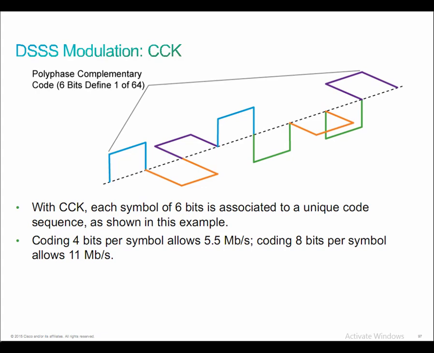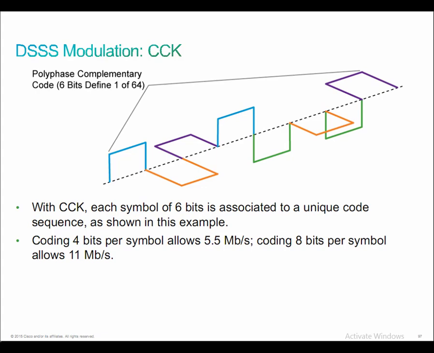In later versions of CCK, we use the 2 bits that come before the 6-bit chip, not only to give us the orientation of the symbol, but to allow that same symbol to represent 2 different values, depending on the initial 2-bit orientation of that symbol. So this allows us to have 8 bits instead of 4 bits in each 6-bit chip, meaning that we doubled the speed. So we went from 5.5 megabits per second to 11 megabits per second. And that's essentially where we get to 802.11b.